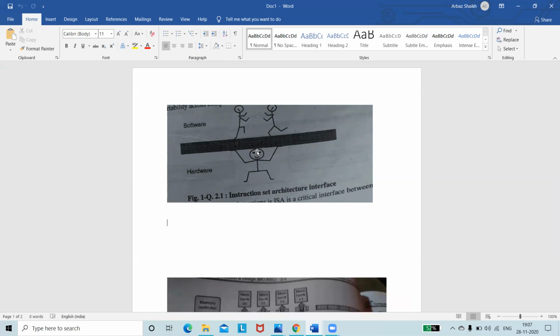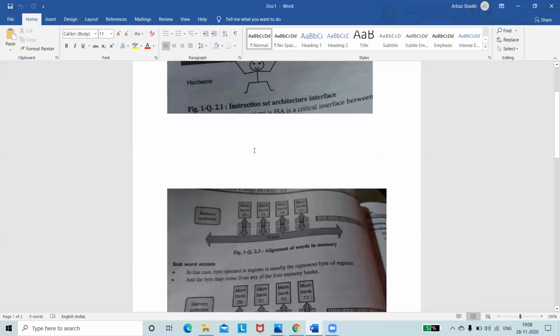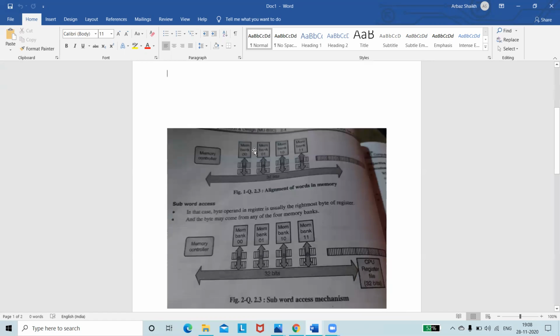Based on the experience in processor design, two categories of instruction set architecture have evolved: the complex instruction set and the reduced instruction set. One is complex and the other is reduced. So in this diagram you can see, in the complex instruction set, the instruction categories include load and store, then jump and branch, floating point, and memory management, all are there.